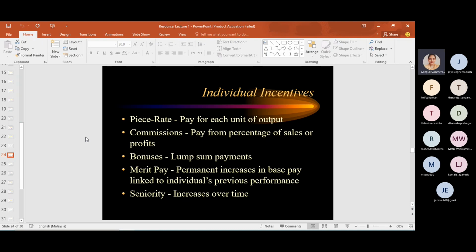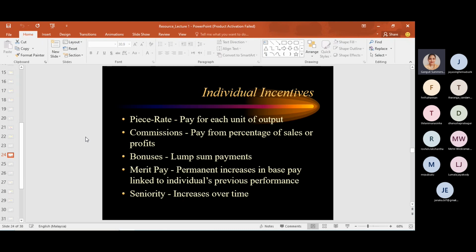Piece rate means you are paid for each output, like you are paid for each task that you do. Commissions means you get paid a percentage of sales or profits. That is how commissions work. Bonuses, you know what bonuses are, right? Bonuses are also additional payments.